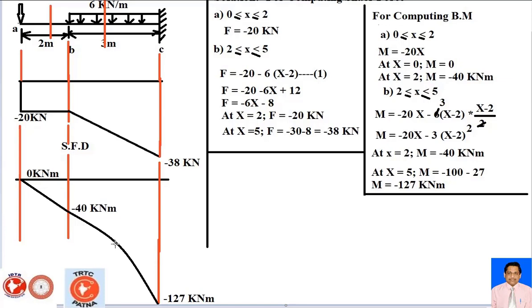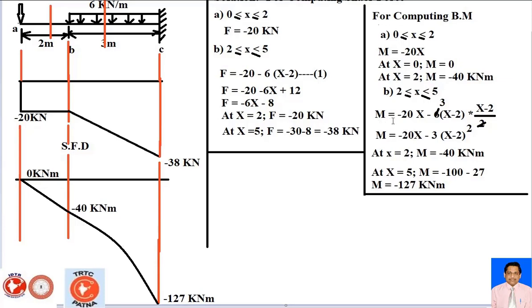For them, it is advisable to find the bending moments. If the value is less than the mean of the values at x equal to 2 and x equal to 5, then the curve is upward, otherwise it would be downward. So first of all, compute the mean value and check whether this curve is upward or downward. So what do you have to do?